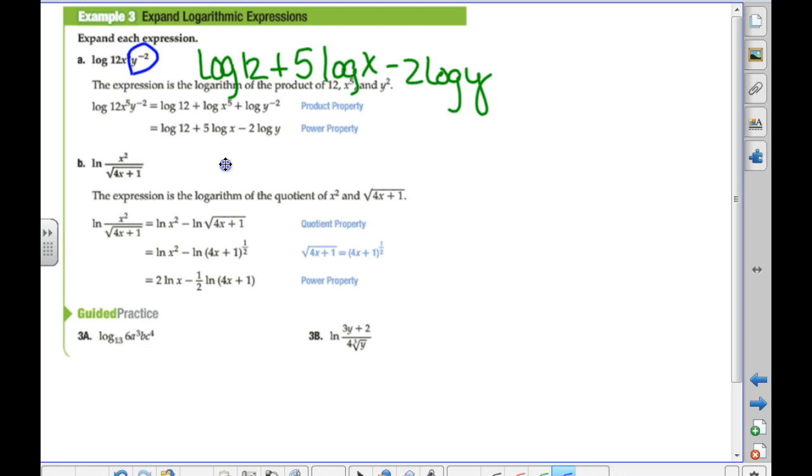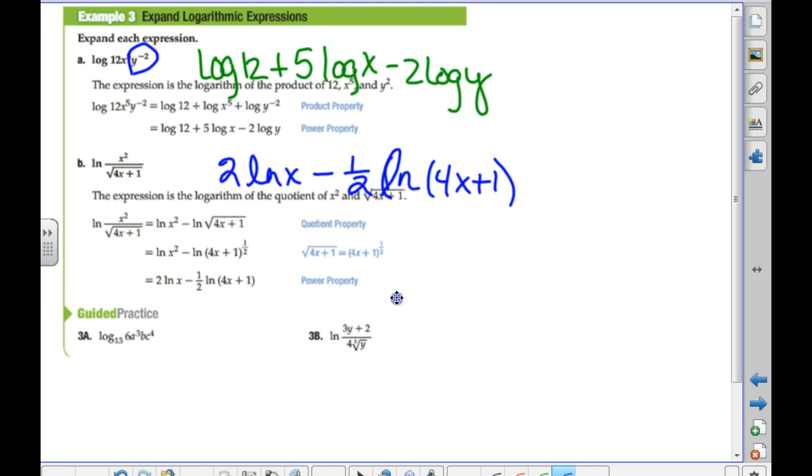All right, ln, this would be 2 ln of x minus 1/2. Square root is 1/2 power. ln of 4x plus 1, and we'd be done. We can't do anything with a 4x plus 1. We cannot break it apart any further.